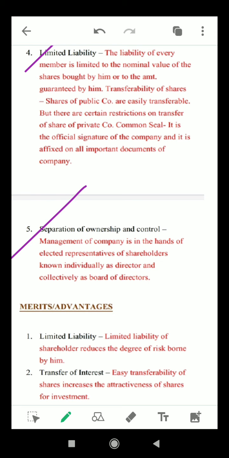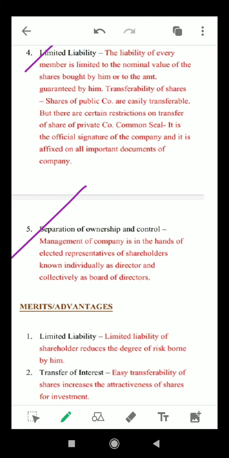So the company is managed by a board of directors. The ownership and management are in two separate hands. They are not in one hand. The shareholders do not get any right to participate in company management, and the right to manage company affairs is vested in the directors, who are elected representatives of the shareholders.